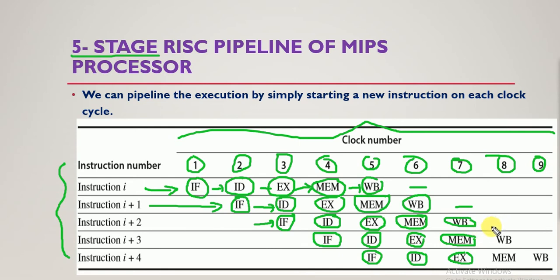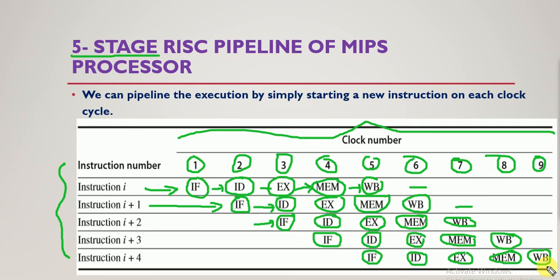Then in the next clock cycle, the 8th, I plus 2 is already over, I plus 3 will do write back, and I plus 4 will do memory. In the 9th clock cycle, I plus 3 is already over, and I plus 4 will do write back. Now the 5 different instructions are completed.